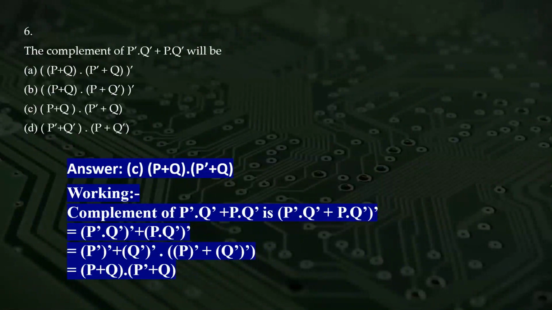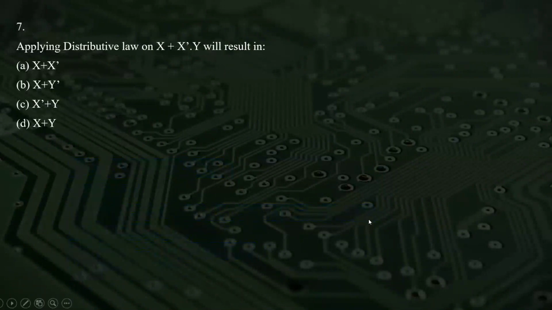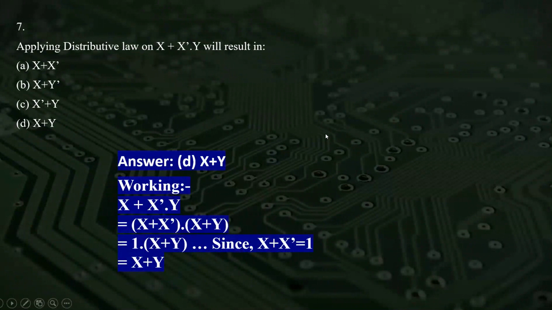Let's move to the next question. Applying distributive law in x plus x bar dot y will result in: option A, x plus x bar; option B, x plus y bar; option C, x bar plus y; option D, x plus y. Let's see the answer. Option D, x plus y.